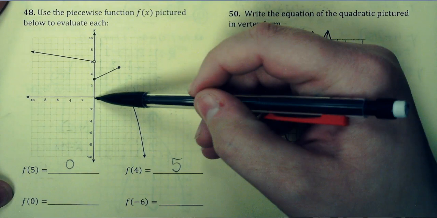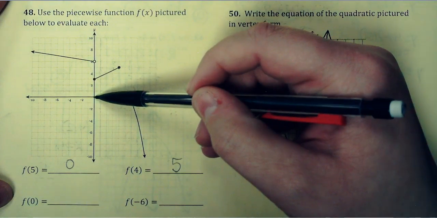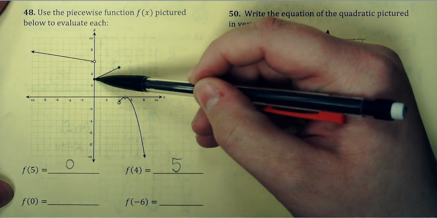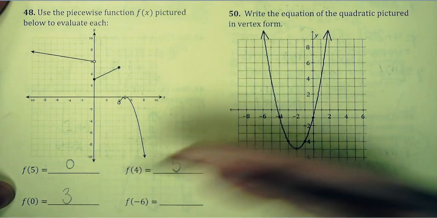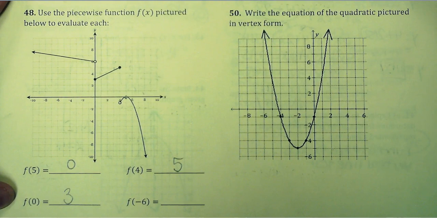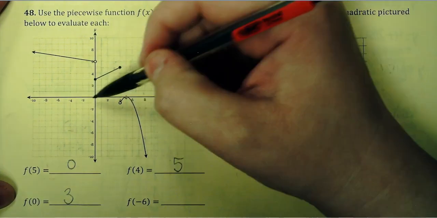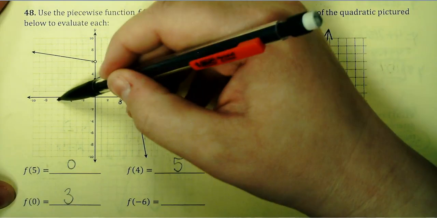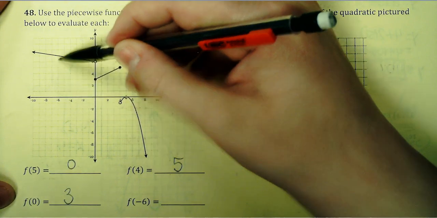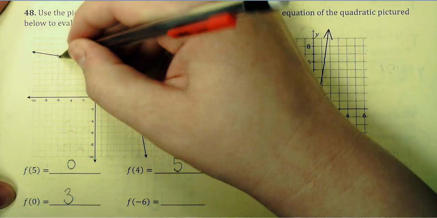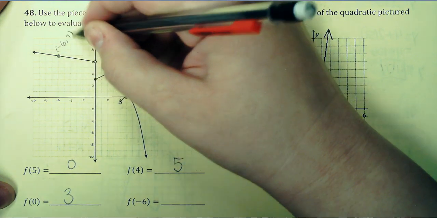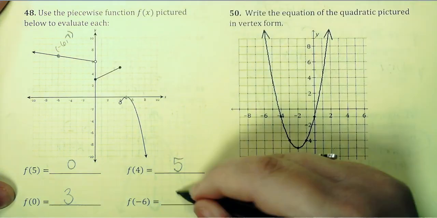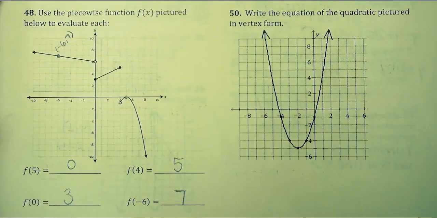F of 0, here's 0 for my x value, come up here, the point that's filled in is the one I want to select, so 0, 3 is the point, 3 is the corresponding y-coordinate. And negative 6, so over here my x value of negative 6, if I come up and meet the graph, that's the point, negative 6, 7, so if I'm evaluating that, I want the y value, which is going to be the 7.